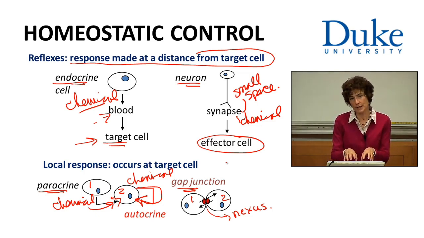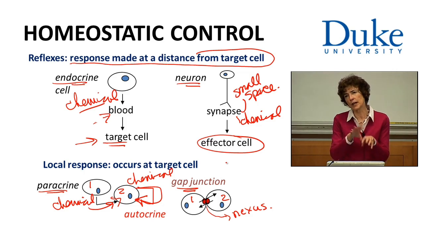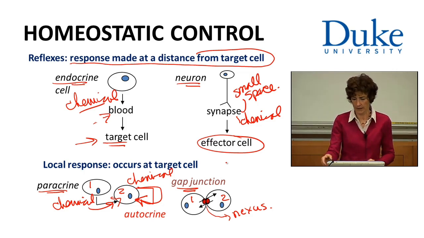In both the endocrine system and the nervous system, what we're governing is cells at a distance from the originating signal. And so they're called reflexes.